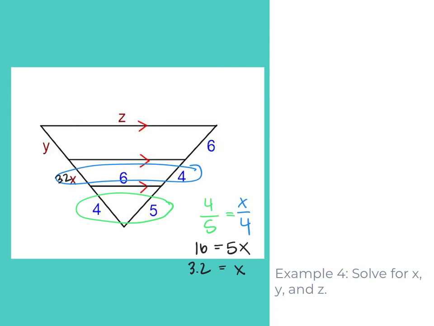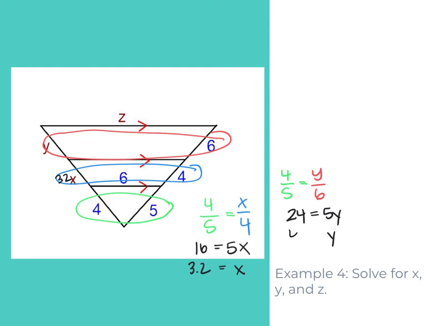Now I'm going to use that green one again, so 4 and 5, to help me solve for y and 6. So I will set 4 over 5 again equal to, this time, y over 6. I'm going to cross multiply. 4 times 6, which is 24, equals 5 times y. I'll divide both sides by 5, and I get y equals 4.8. So we have our y, we have our x.